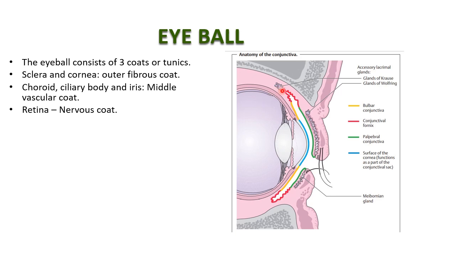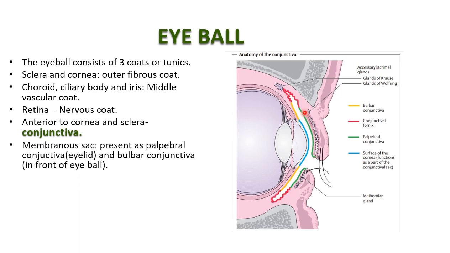Now, as I told you, between the two eyelids what you see is the cornea. The cornea is transparent, so you won't be able to make it out. The part of the sclera that you see as the white of the eye is covered by another layer called the conjunctiva. The conjunctiva forms a membranous sac. It reflects on the internal aspect of the eyelid, also called the palpebrae. The internal aspect of the eyelid is the palpebral conjunctiva, and over the eyeball it is the bulbar conjunctiva.